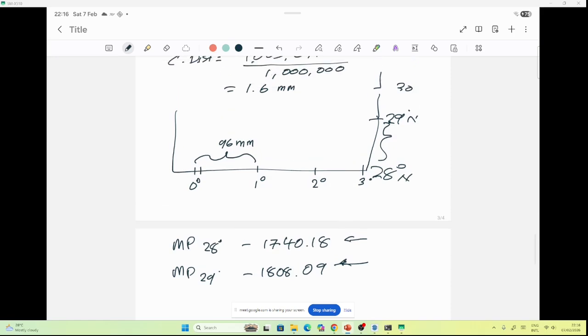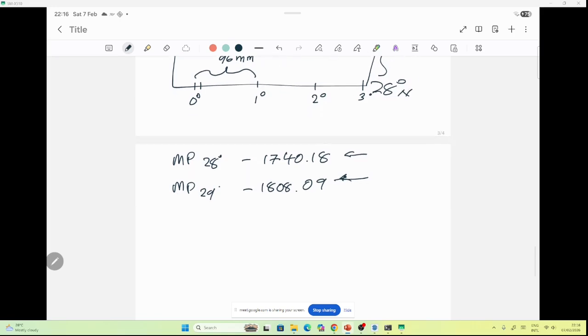Okay. So between 28 and 29, how many parts are there? You have to subtract and see the DMP between these two. So how much is that one? 67.91. Okay, 67.91.